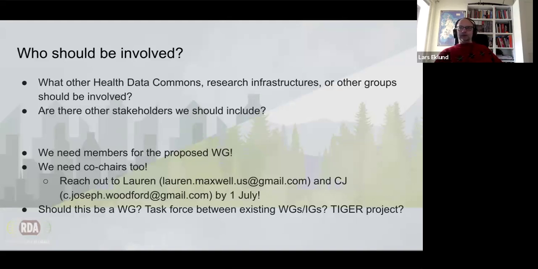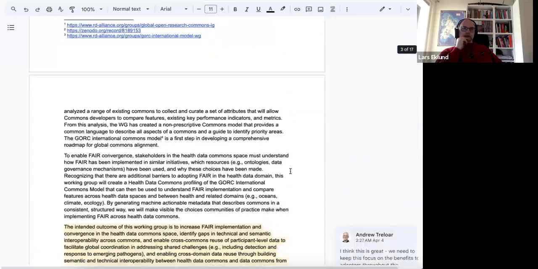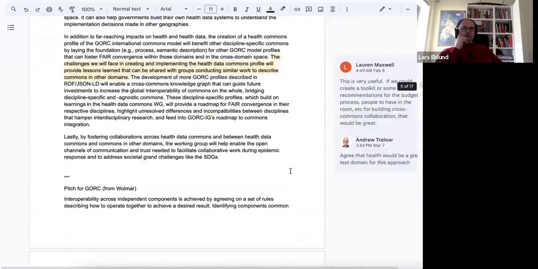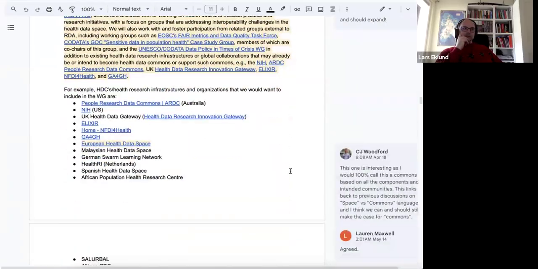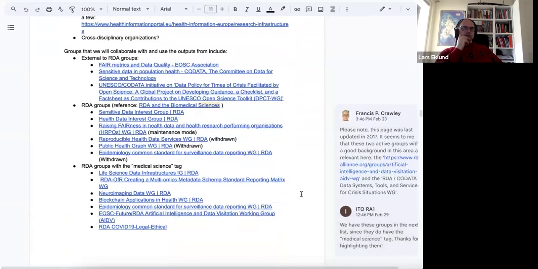I was also thinking about other groups that we need to consider. The sensitive data interest group, I think, is a given for some sort of collaboration. I would love to be part of this in any way or form that you need.